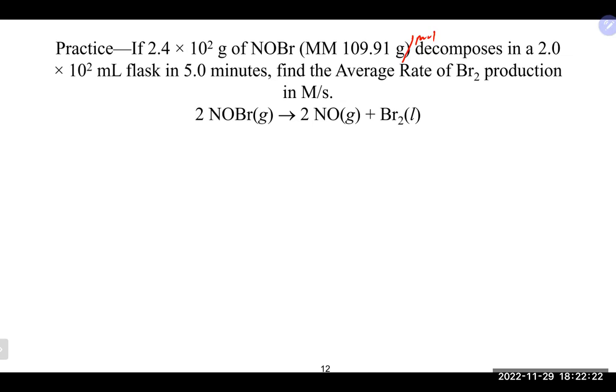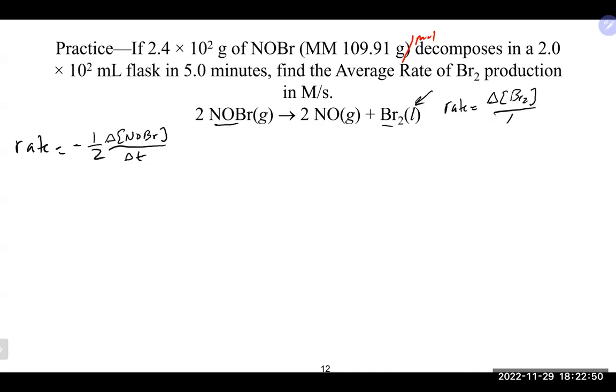Okay, let's take a look. So we obviously have information about NOBr. We're looking for Br2. Again, we can start with our rate expression and pull that information out. This would be -1 over the coefficient there, change in the concentration of NOBr over the change in time. We also can do our Br2 here, which would be the rate equal to change in the concentration of Br2 over the change in time. Once again, here the coefficient is a 1, so it's 1/1, and you don't really need to put it into the expression at that point.